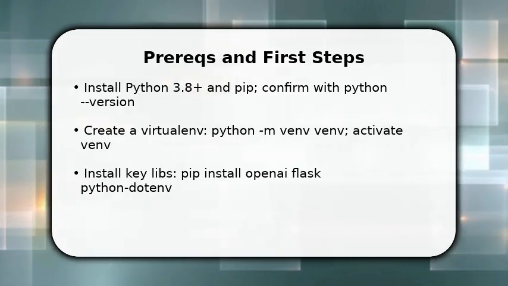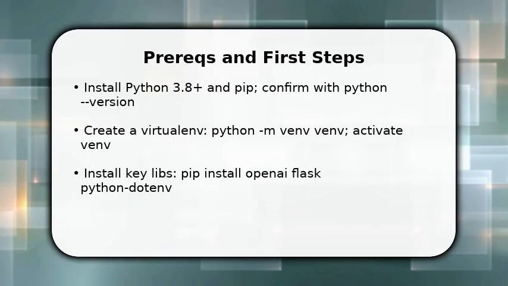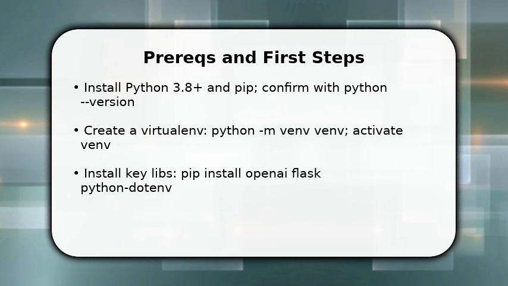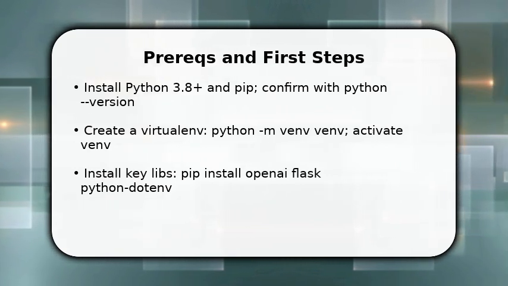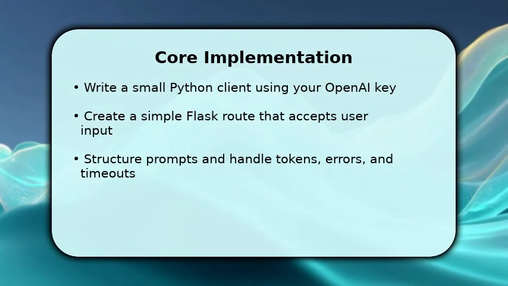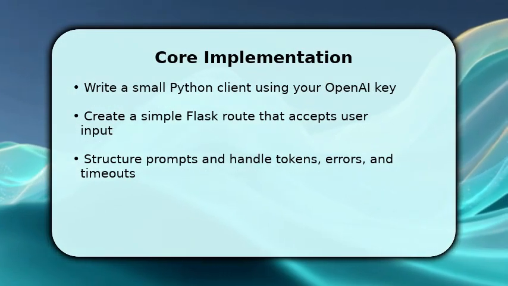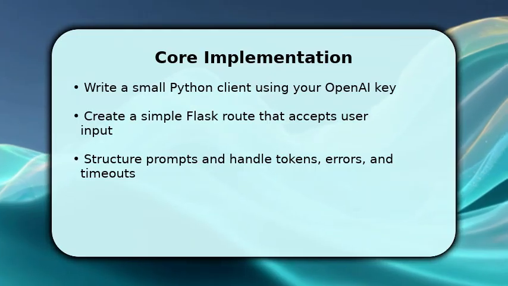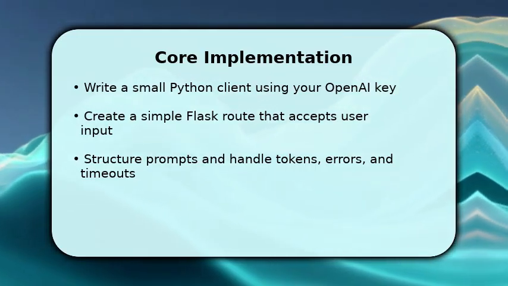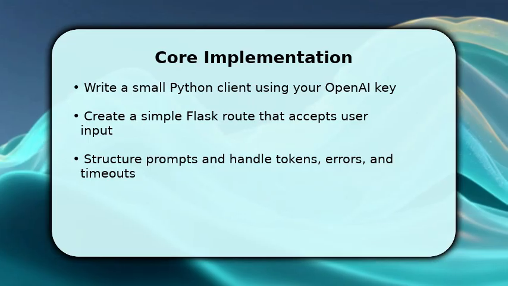Then create a minimal project folder, open an editor, and create a requirements.txt so you can reproduce the environment later. You now build the middle, a Python module that calls the chat API and a Flask route that receives user messages. Once the route gets input, craft a clear system prompt and user prompt, then send them to the client with sensible max tokens and temperature settings.